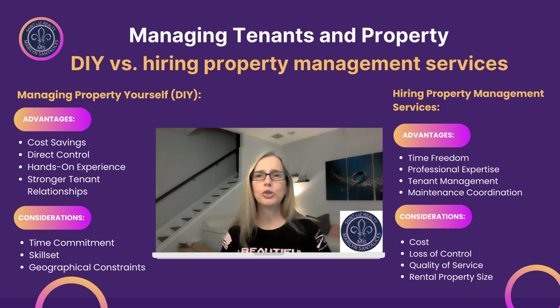Whichever route you choose, the key is to ensure that your chosen approach aligns with your investment strategies and helps you achieve your financial goals.